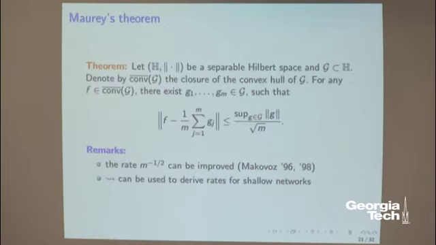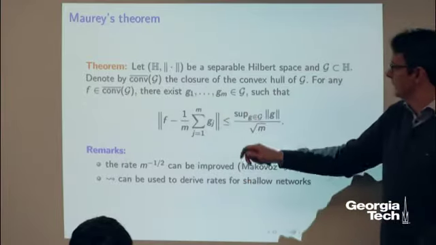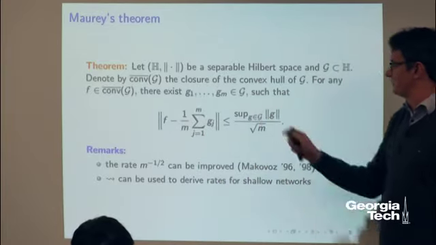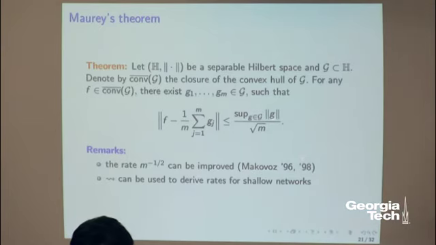The proof is based on an abstract result called Maurey's theorem. It's credited to Maurey, but appears in a paper by Pisier in the early 80s already. It says something about a subset of a Hilbert space. Suppose you have a function that lies in the closure of the convex hull of the subset, then you can find functions g1 to gm such that you get an approximation rate of 1 over square root of m, where you have to take a constant that scales with the sup over this space.